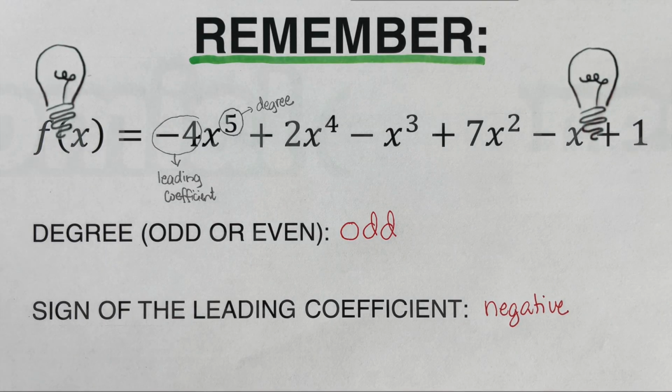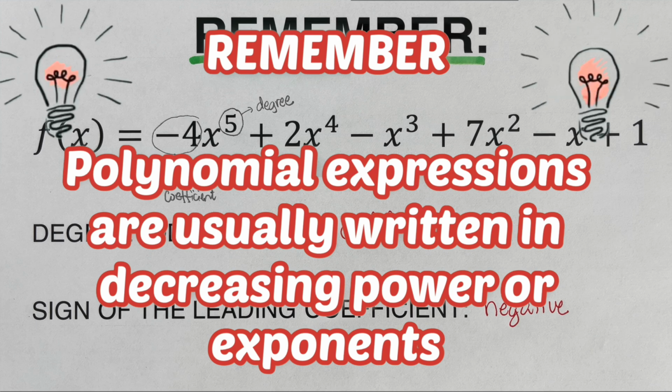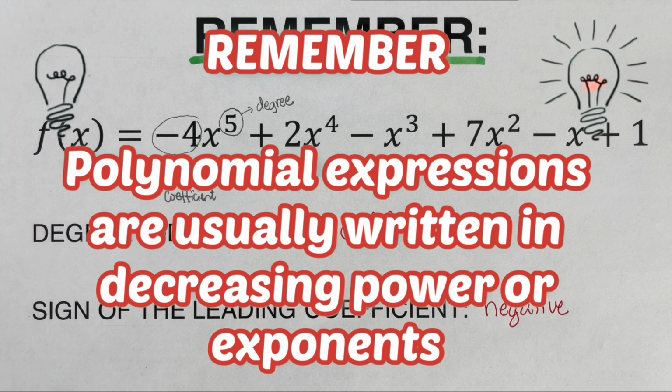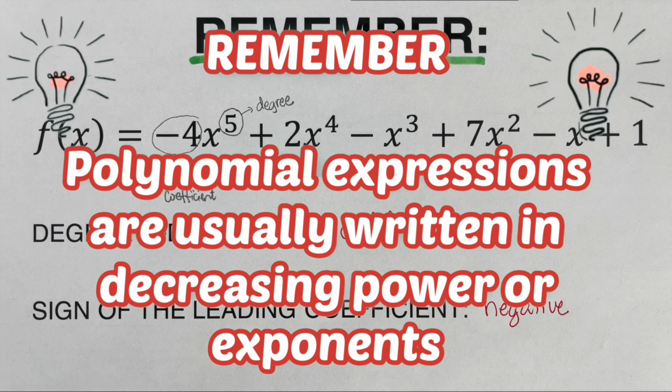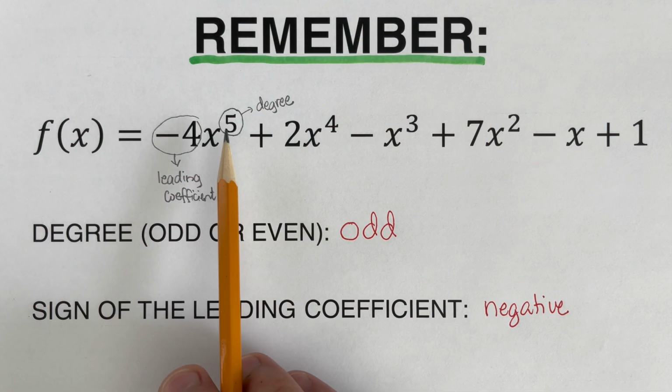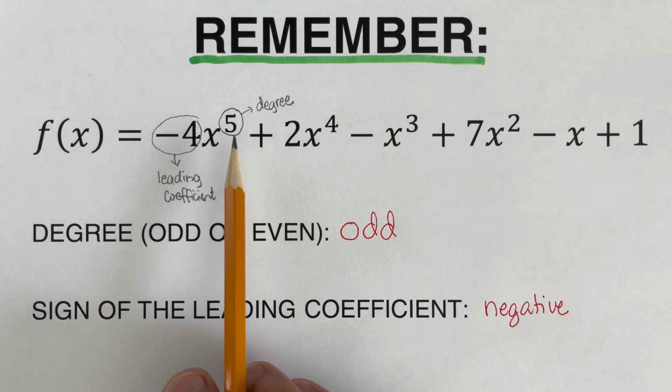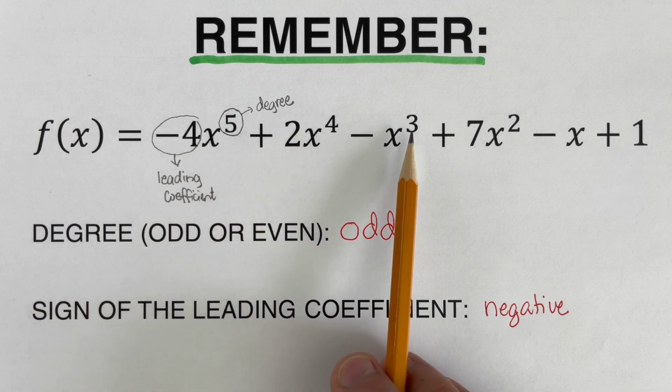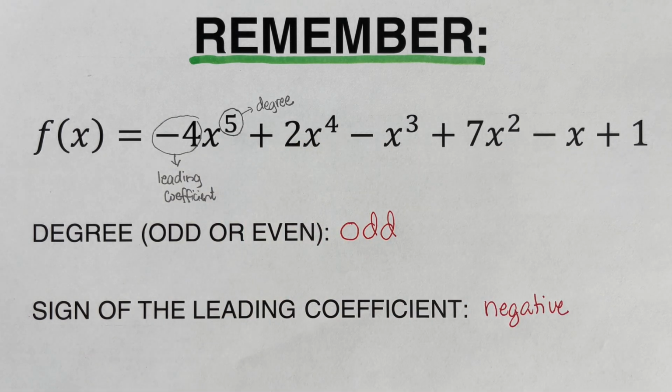Okay, please remember that polynomials are usually written in decreasing order of powers or exponents. So pretty much all our exponents should be in decreasing order, just like how we did it in this example. So we started from 5, 4, 3, 2, 1. Now, if in any case you are given a polynomial expression or an equation where the exponents or powers are not arranged in decreasing order, we have to rearrange it in decreasing order so it's easier for us to determine the degree and the sign of the leading coefficient.